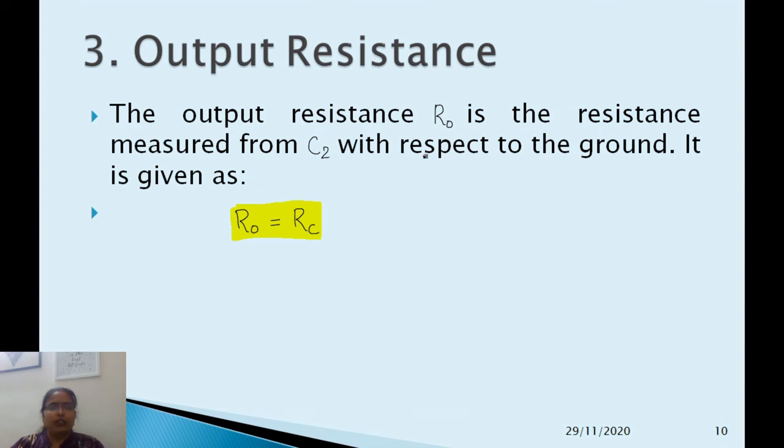As we are taking the output from the C2 terminal with respect to ground, output resistance will be defined as R0, the resistance measured from C2 with respect to the ground, which is nothing but equal to RC. So these are the three parameters we have seen for this amplifier. The fourth one, the current gain for the differential amplifier, is not defined, so we will not take that into consideration, right?